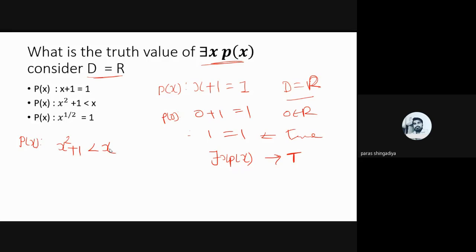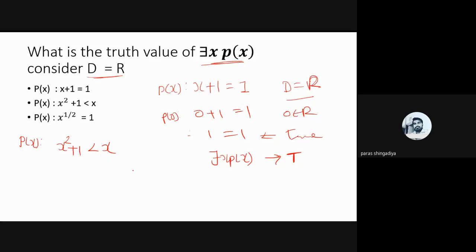There is no such value from the real line. Why is it not? Let us consider a positive number, let us take 2. For 1, it is not true at all. You can easily check that here x squared plus 1 is on this side, and here it is only x, so it will never be true.